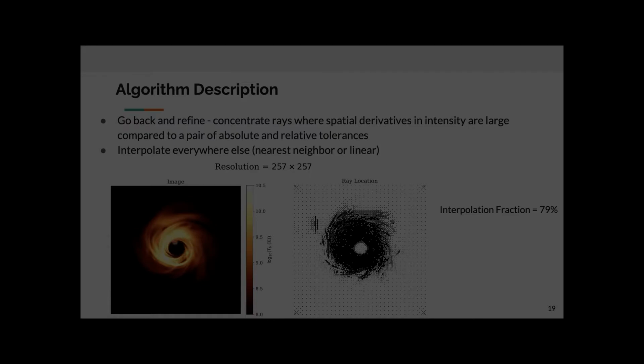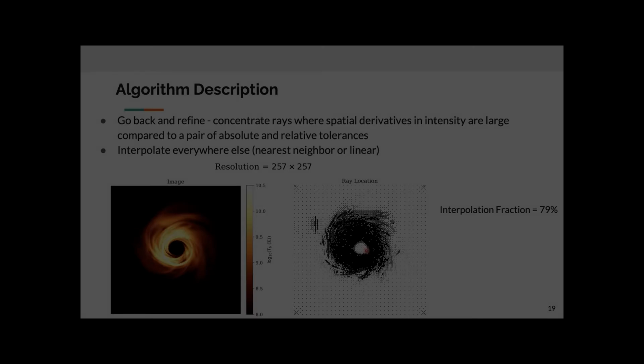large resolution image. And that's possible because we've concentrated nearly all of the rays in the portions of the image that we want to resolve most clearly, namely the photon ring and the accretion flow. And in doing so, we were able to interpolate over 79% of the image simply by concentrating the rays we want in areas of interest. And this process works very well.